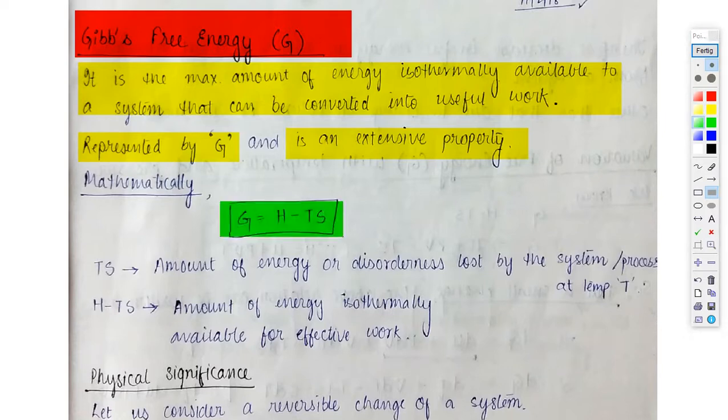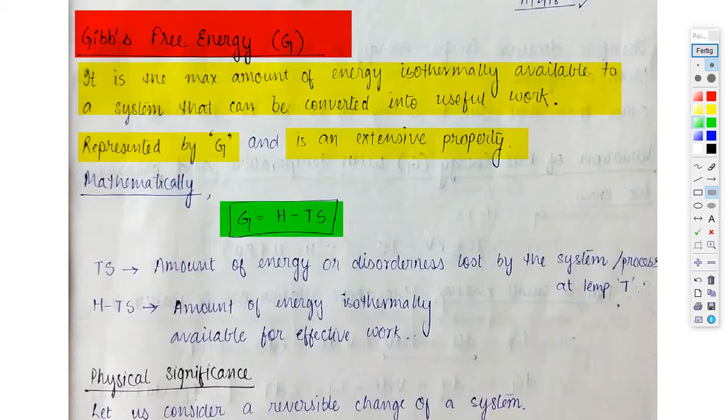G equals H minus T delta S. In the Helmholtz function we come to know that A equals U minus TS, and here G equals H minus TS, where G is the Gibbs free energy and H is the enthalpy.